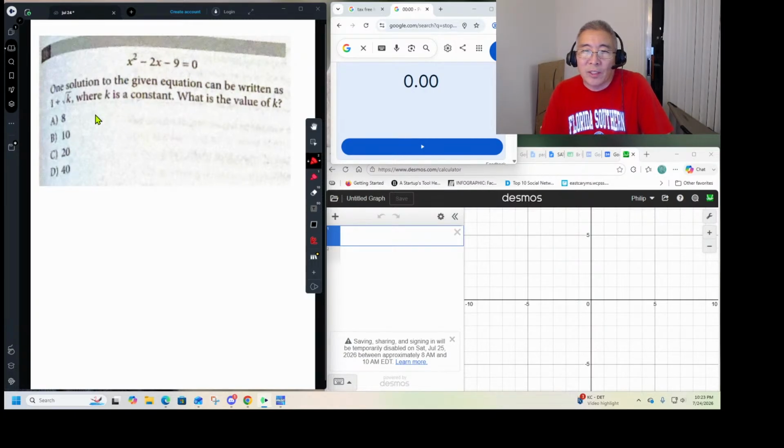It follows up with: one solution to the given equation can be written as 1 plus square root of k, where k is a constant. What is the value of k? And it gives you these 4 possibilities.